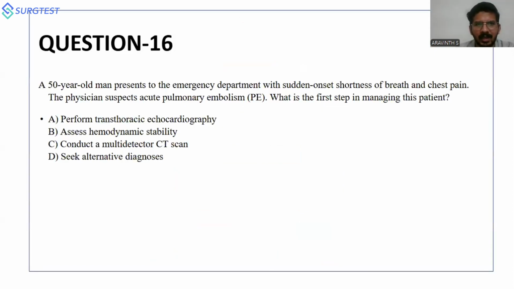A 50-year-old man presents to the emergency department with sudden onset shortness of breath and chest pain. The physician suspects acute pulmonary embolism. What is the first step in managing this patient? A. Perform transthoracic echocardiography. B. Assess for hemodynamic stability. C. Conduct a multi-detector CT scan. Or D. Seek an alternative diagnosis.